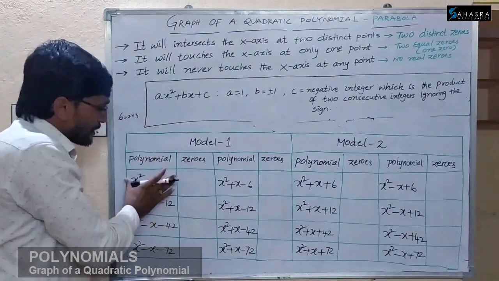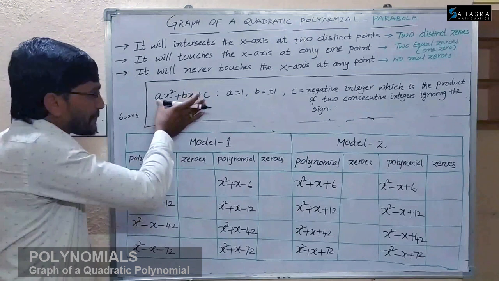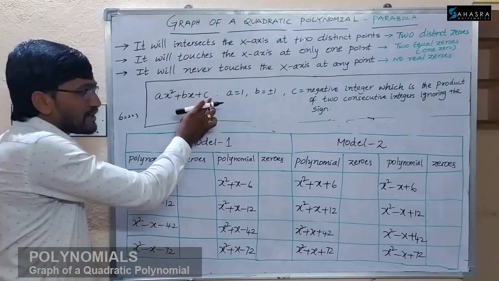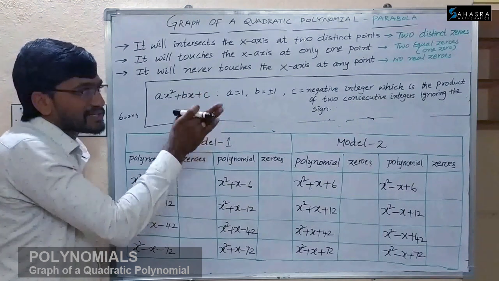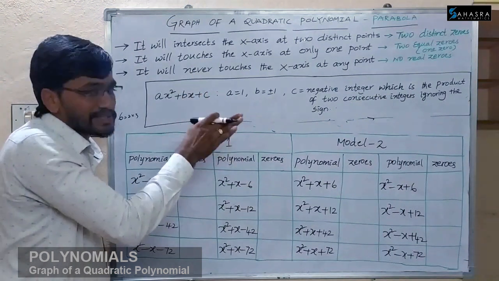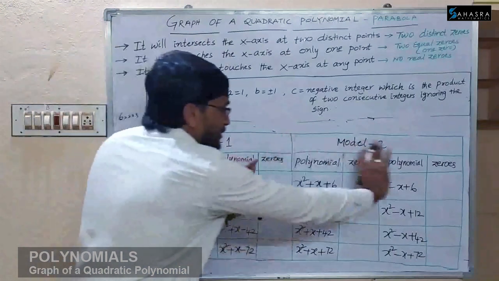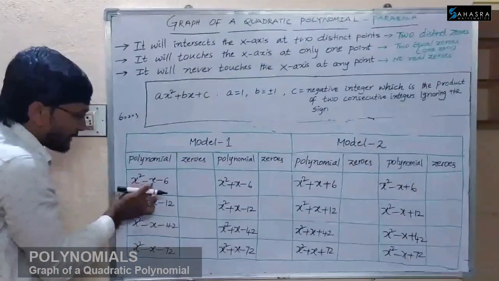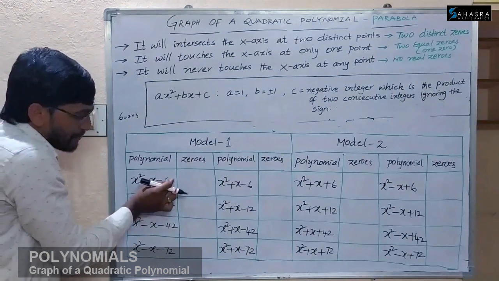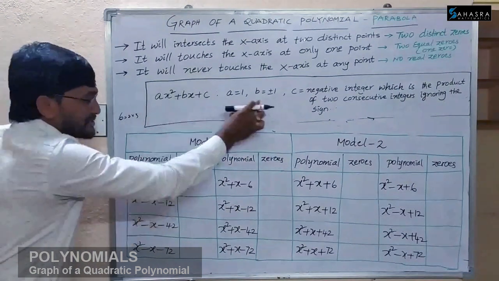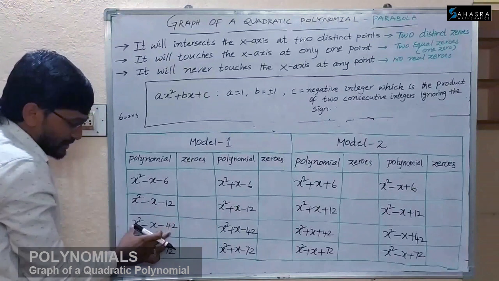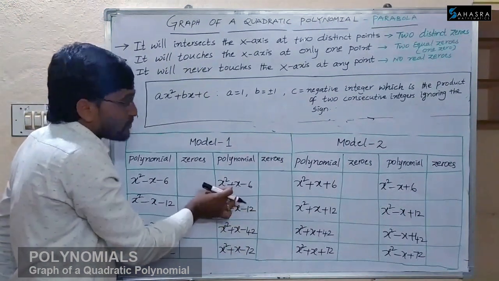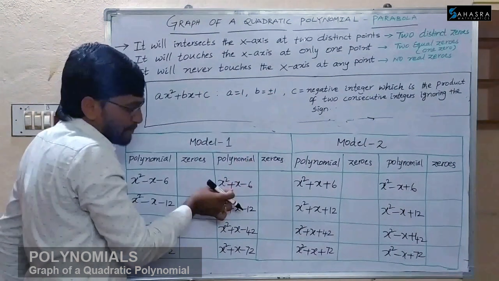See here. I want to consider the quadratic polynomial a is equal to 1, b is equal to plus or minus 1, c is equal to a negative integer, which is the product of two consecutive integers, ignoring the sign. Okay, so leave model 2. See only model 1. Here x square coefficient is 1, x coefficient is minus 1, minus 6 is the negative integer, which is the type. Like that here also. Here x square coefficient is 1, x coefficient is either plus 1 or minus 1.